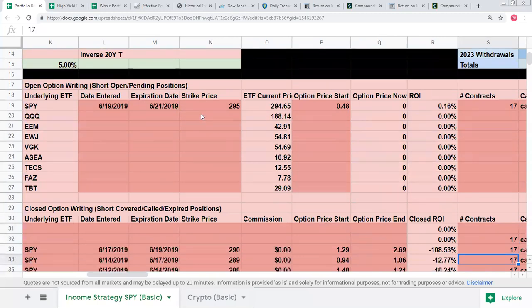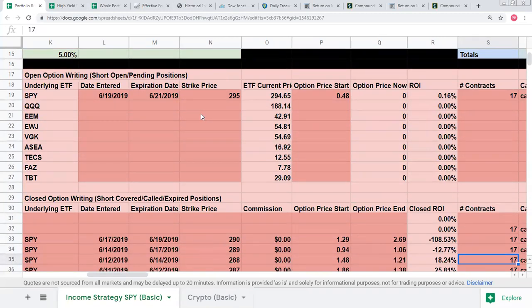This is where we are tracking our open option writing and our closed option writing. So this is, again, something like being in the real estate business where you're renting out your house. Another analogy could be something like you're a banker and you're loaning out money for an interest rate. But when you get down to it, what we're actually loaning out are shares of this SPY ETF.